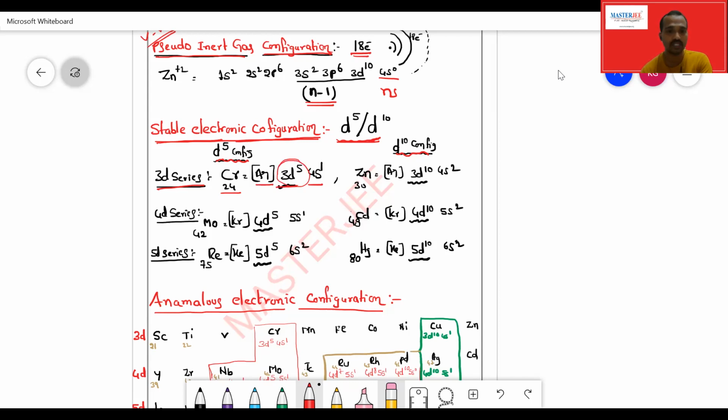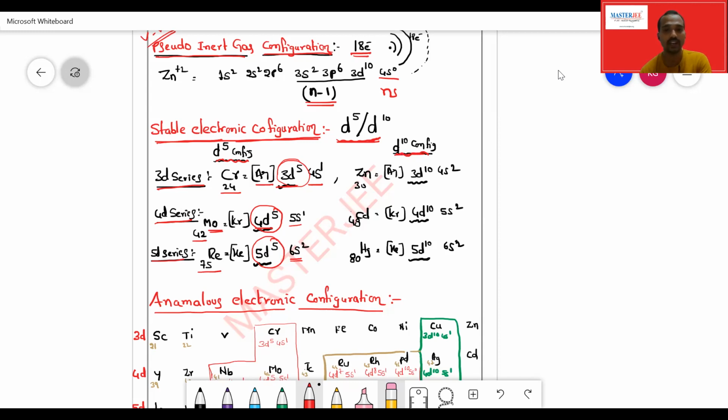Next, in the 4d series, molybdenum, whose atomic number is 42, has the configuration krypton 4d5 5s1, again a d5 configuration. In the 5d series, rhenium 75 has xenon 5d5 6s2. So these all have d5 configurations, which means half-filled d orbitals are stable.